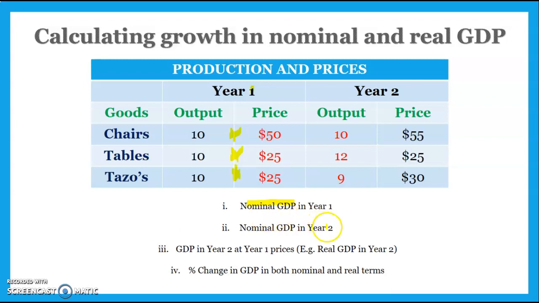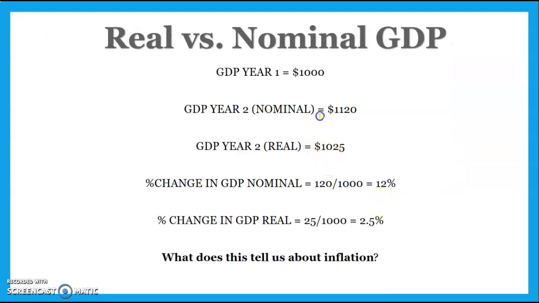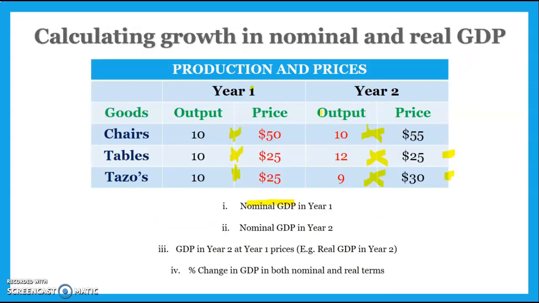Your nominal GDP in year 2 is 10 times 55 plus 12 times 25 plus 9 times 30. That gives you your GDP in the second year, which is equal to 1,120. So it's 550 plus 300 plus 270, and that will give you your figure of 1,120. So it's just price times quantity in each year, and you add them together.